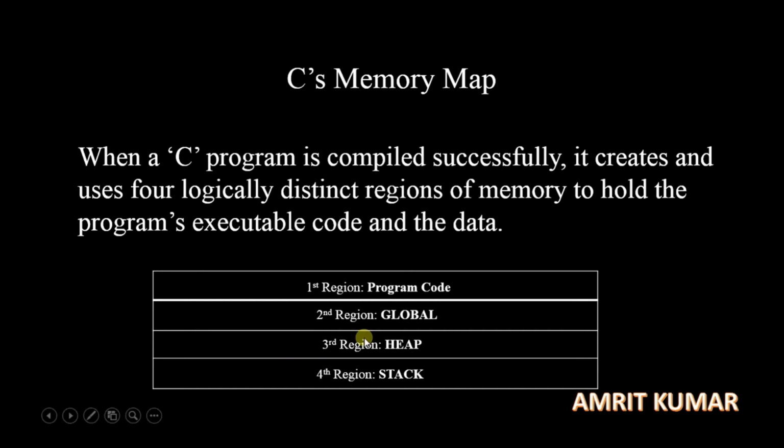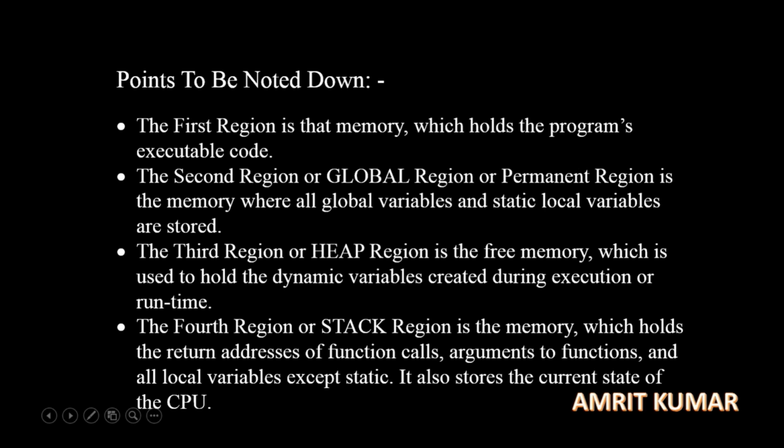We have dealt with the program code, that it holds the program executable code. We have dealt with the globals, that it is going to store all the global variables and static variables in the second region. We have talked about the heap and the stack. So the third region, or heap region, is the free memory and it is used to hold the dynamic variables created during the execution or the runtime.